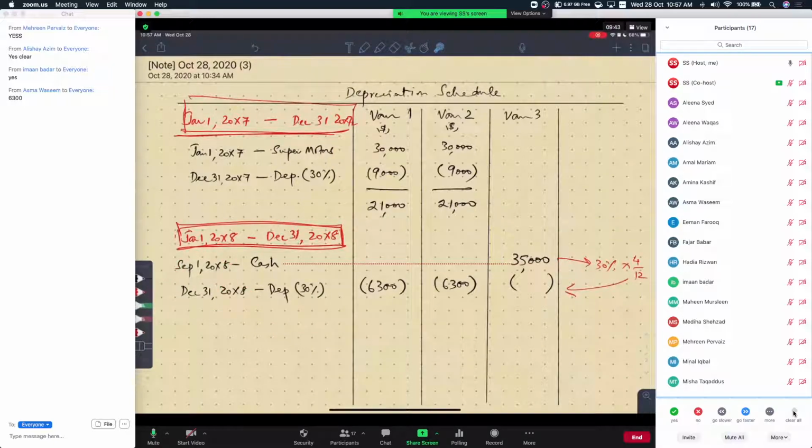If we understand this working, please give me a green check. Iman Badr, we don't understand better.